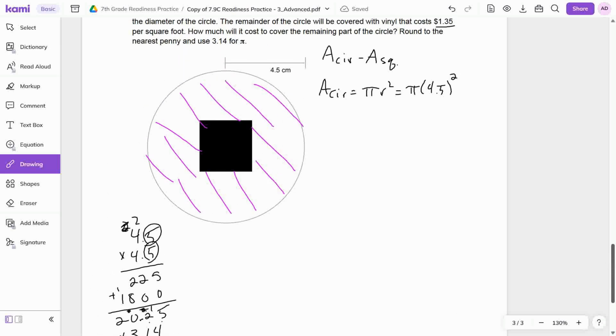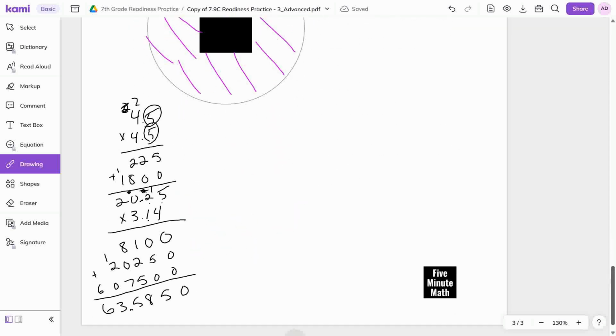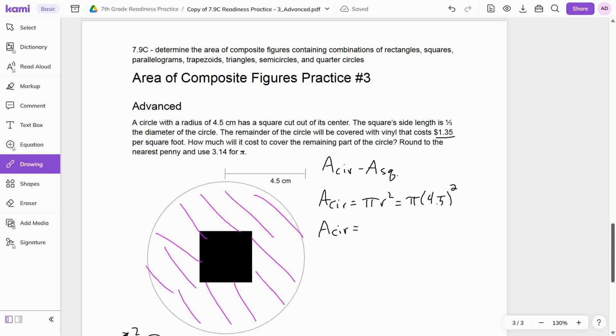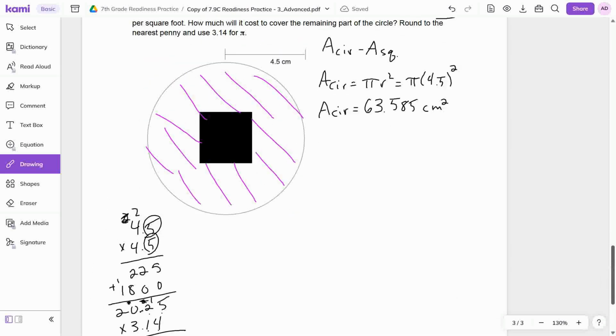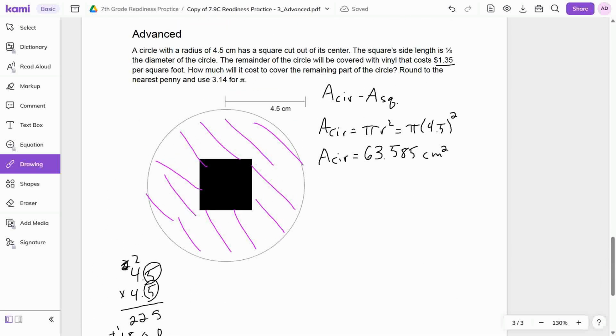So we can say that my area of my circle, assuming that we don't have that square cut out, which we obviously do, is going to be 63.585. We'll go ahead and leave it to the thousandths place right now. We will round a little bit later. And this is going to be square centimeters. 63.585. All right, let's do the area of the square.